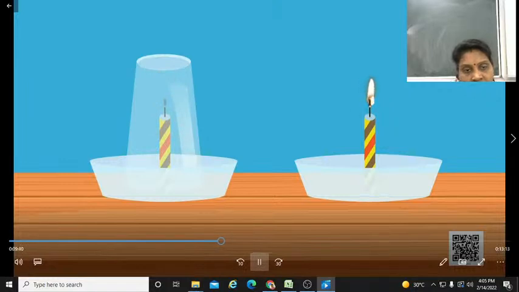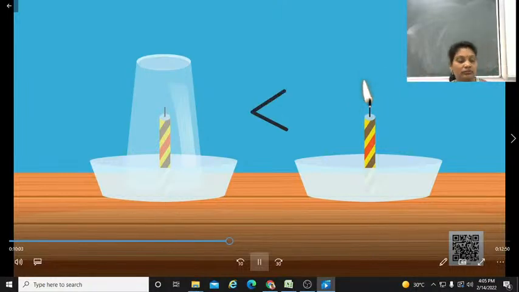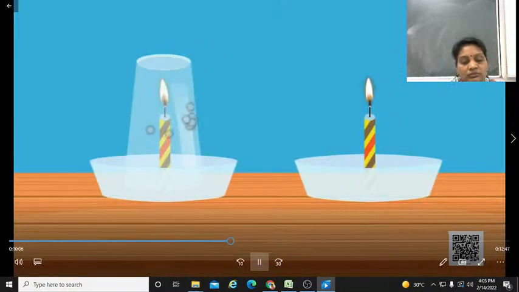Children, just think about it. It seems that the candle got extinguished because the component inside the glass which supports burning is limited, and when most of it is used up by the burning candle, the candle extinguishes. However, the other candle is getting a continuous supply of air and this component which helps in burning. So children, this component of air which supports burning is known as oxygen.